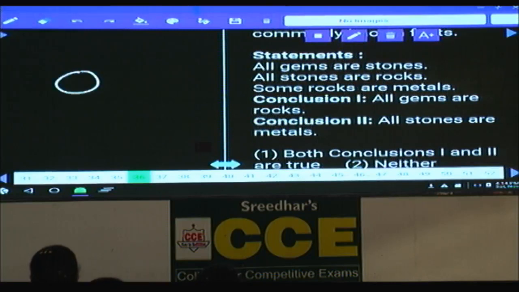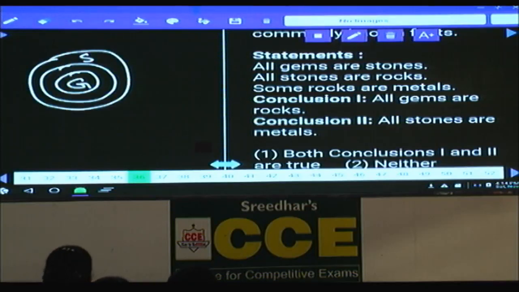All gems are stones. And all stones are rocks. Some rocks are metals. And the first conclusion, all gems are rocks, is definitely true.